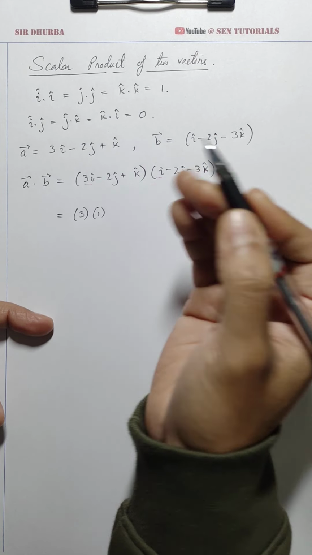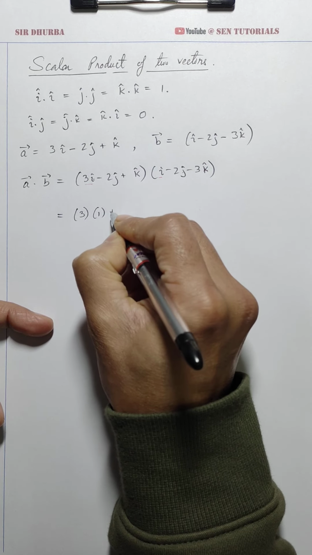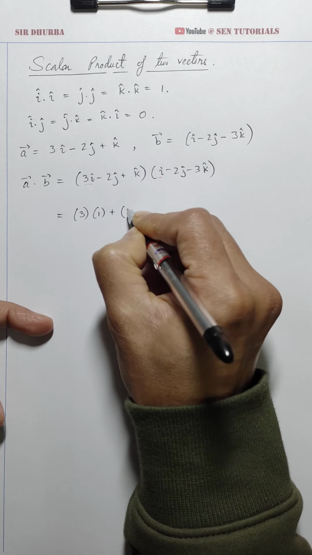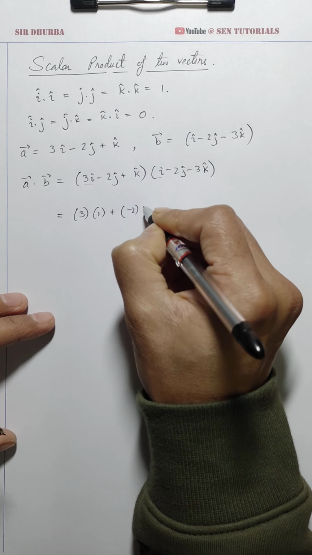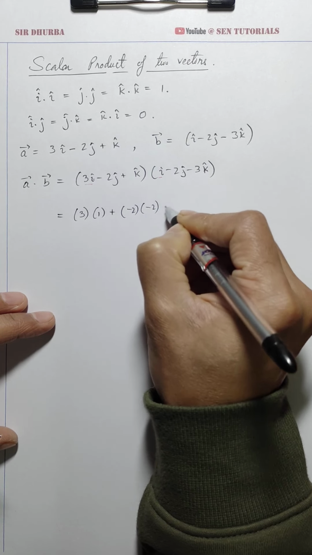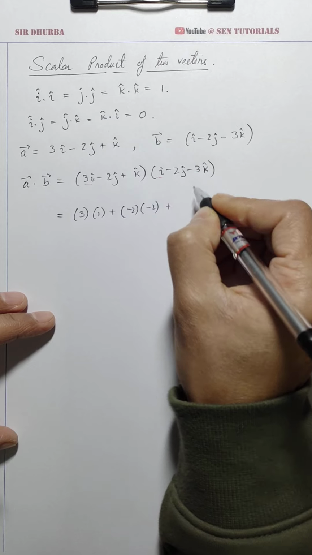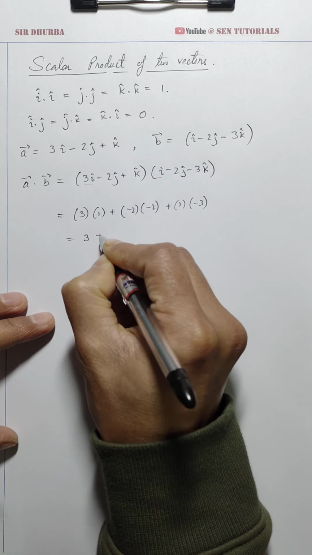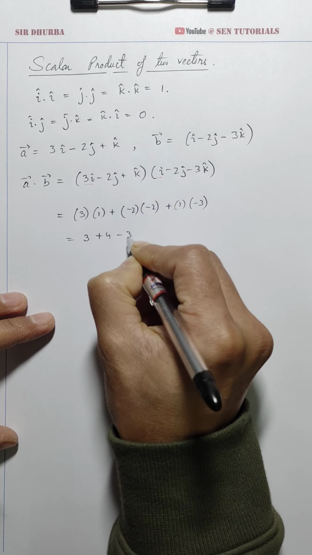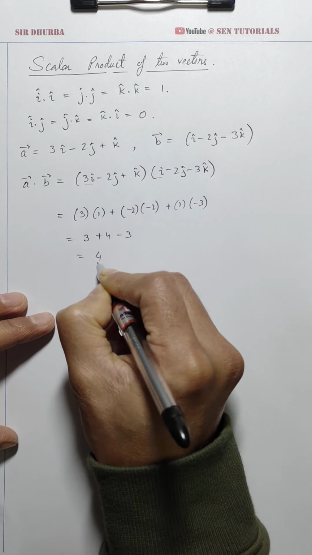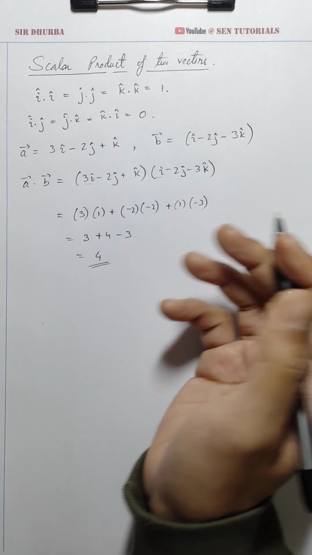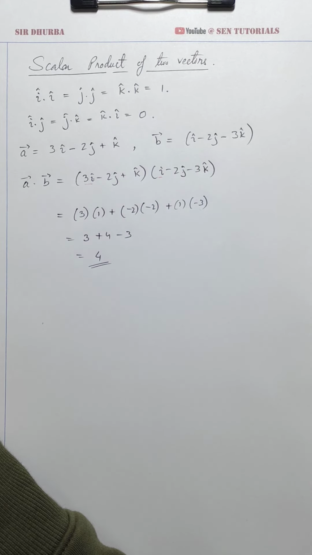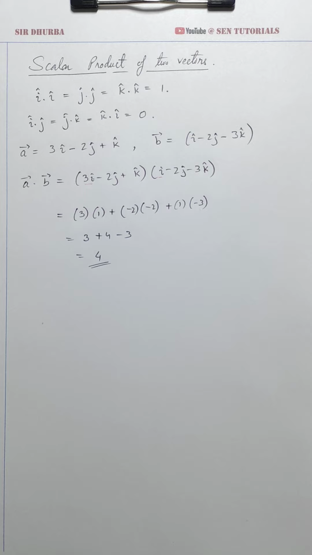And i dot i will be 1. Always write the plus sign. Minus 2, these negative values and all the other values, you can keep in brackets just to avoid mistakes. For k, that's going to be 1k into minus 3k, so that will be minus 3. Minus minus plus 2 is plus 2, so 3 plus 2 is 5, minus 3 cancels, so the value will be 4. So that's how you find the dot product of two vectors. Clear?